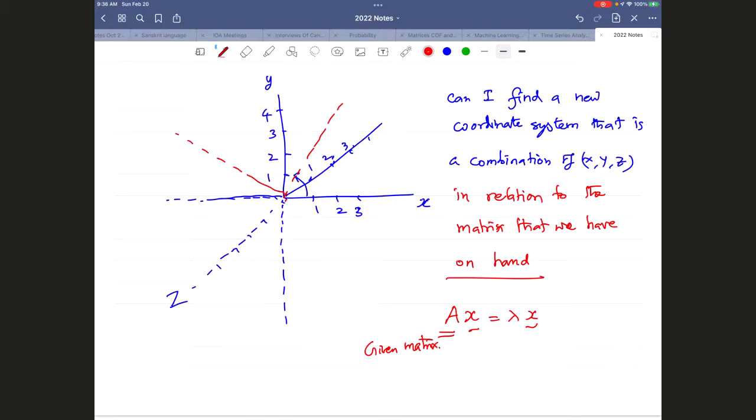Again, given a matrix, we are not trying to find just some random coordinate system. We are very specific to some coordinate system. What we want is, if you apply the transformation, it is just a scalar, that means a number. Scalar multiplication of the x vector.